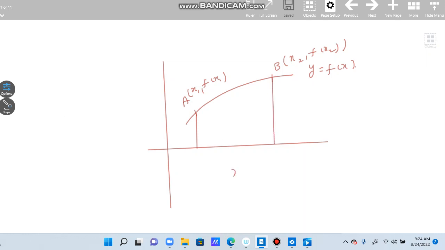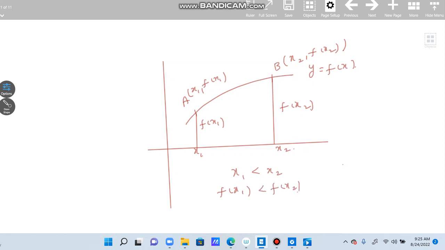We are able to see very clearly that x1 is less than x2, because this has x coordinate x1, this has x coordinate x2, and they lie on the x-axis. Therefore, the y coordinates will be 0. We are able to clearly see that x1 is less than x2. What can you say about f of x1 and f of x2? Is it not very clear that f of x1 is less than f of x2?